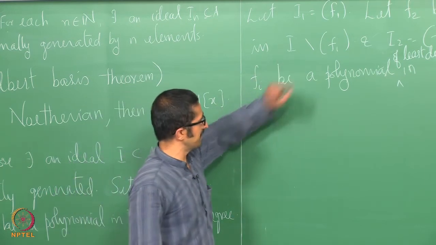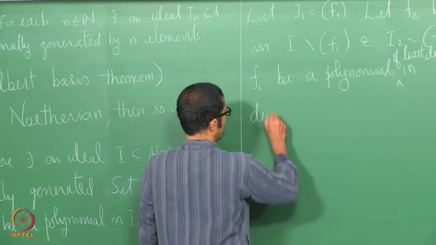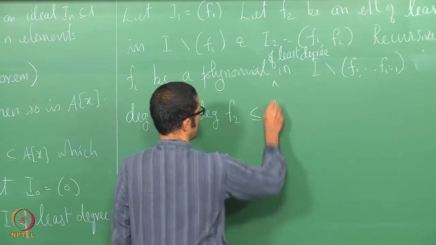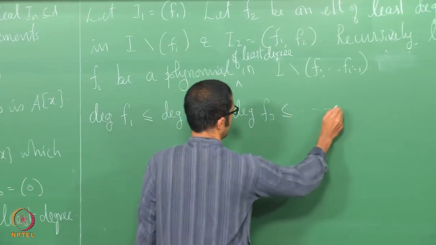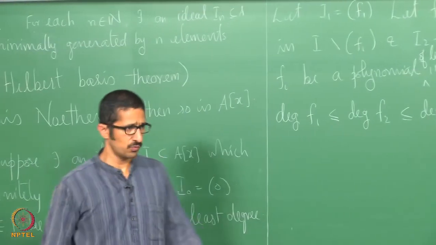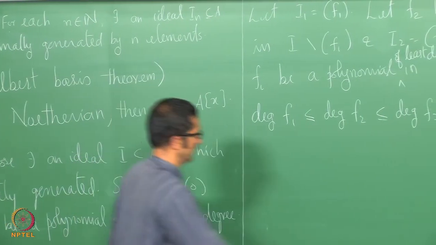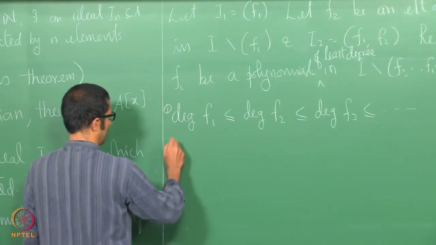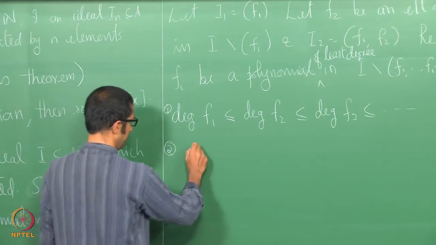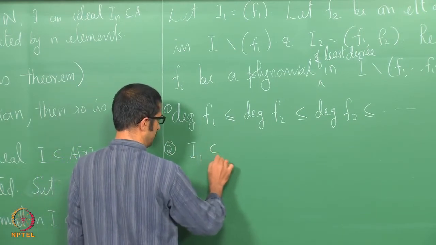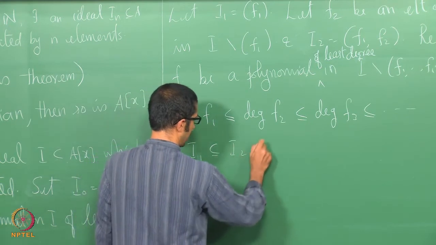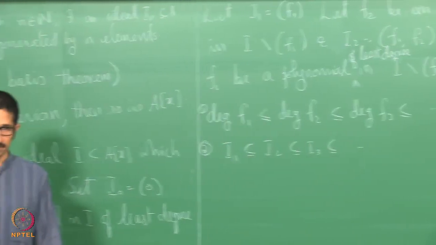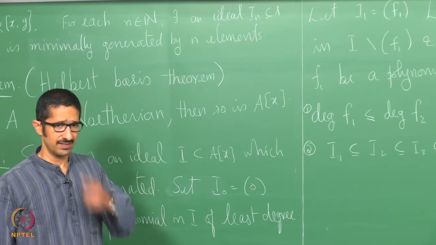So, first thing that you can observe is that degree of f_1 is less than or equal to degree of f_2, less than or equal to degree of f_3 and so on. That is one observation. Another observation is I_1 contained in I_2 contained in I_3 and so on.